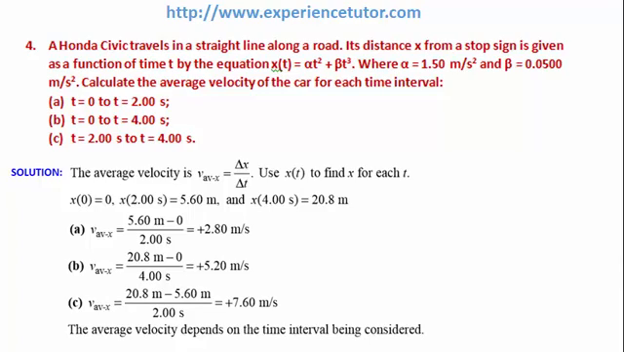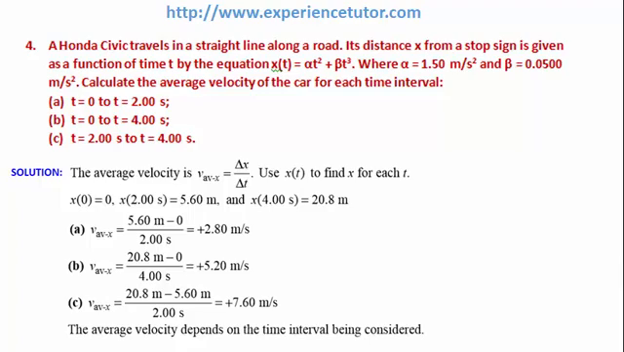A. t is equal to 0 to t is equal to 2 seconds. B. t is equal to 0 to t is equal to 4 seconds. C. t is equal to 2 seconds to t is equal to 4 seconds. The average velocity is v is equal to delta x upon delta t. Therefore, we'll use the equation to find x for each t. So x0 is equal to 0, x2 is equal to 5.6 meter, x4 is equal to 20.8 meter.